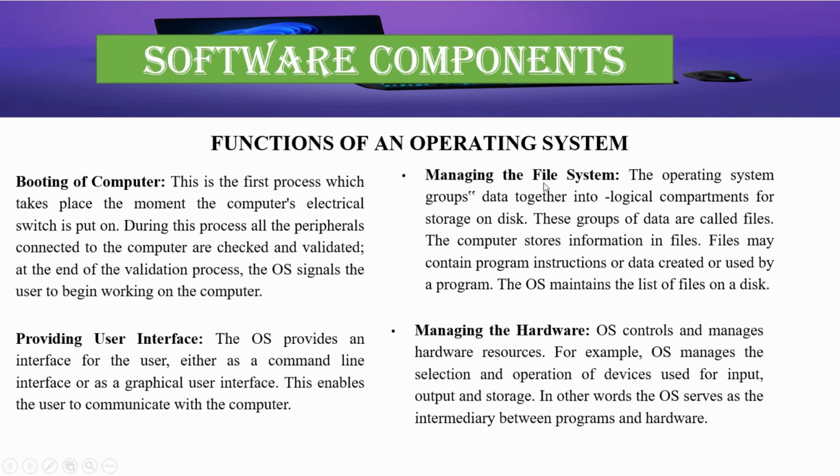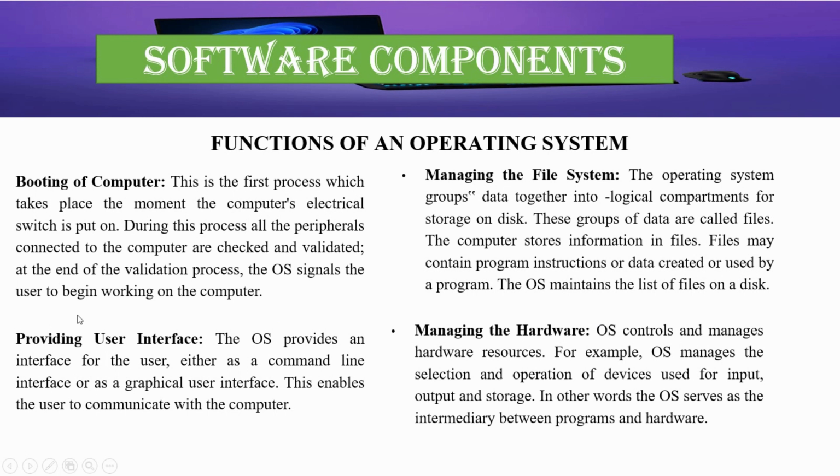Then number two, managing the file system. The operating system groups data together in logical compartments for storage on disks. This group of data is called files. The computer stores information in files. Files may contain programs, instructions, or data created or used by a program. The OS maintains the list of files on a disk.